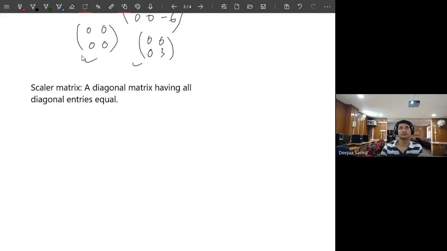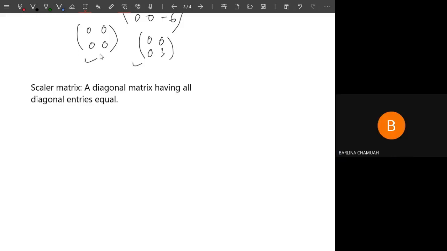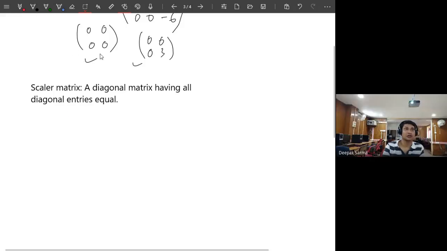Is this one, the 0 matrix, a scalar matrix? Yes, because what we have to check is, is it diagonal or not? Diagonal means all the off-diagonals should be 0. That is what you have to say. Then all the diagonal entries should be the same. Here all the diagonal entries are the same. So that is also a scalar matrix.